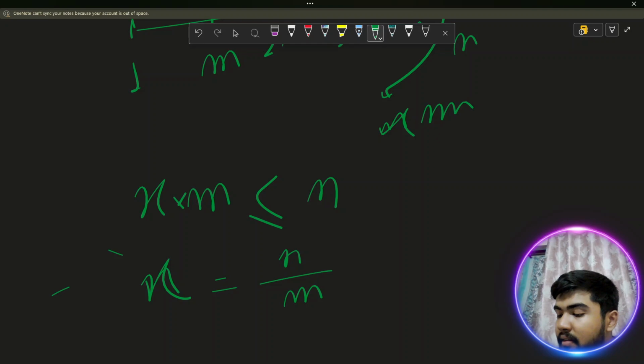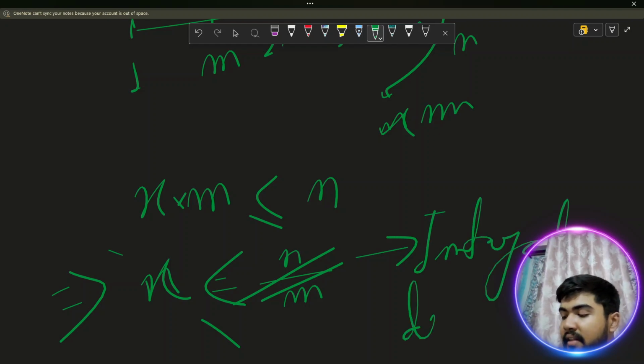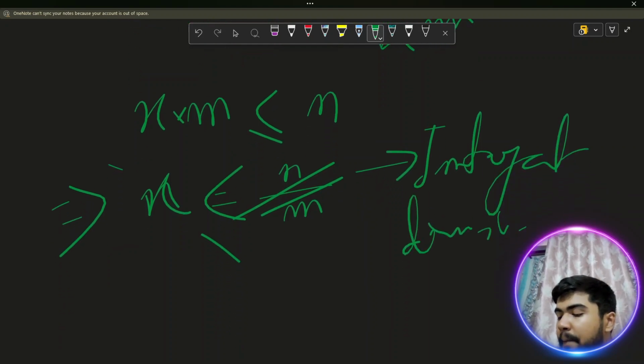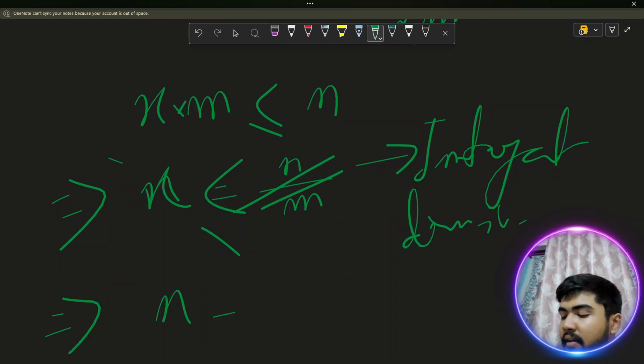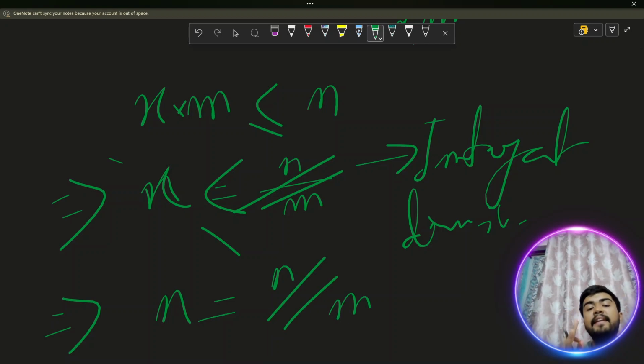Very simple math. If x into m is less than or equal to n, then x equals n divided by m, using integer division. So my x, the number of terms we have in this range, is nothing but n divided by m, not the modular division but the exact integer division. So that many terms we have. Agree? Totally agreeing, guys.